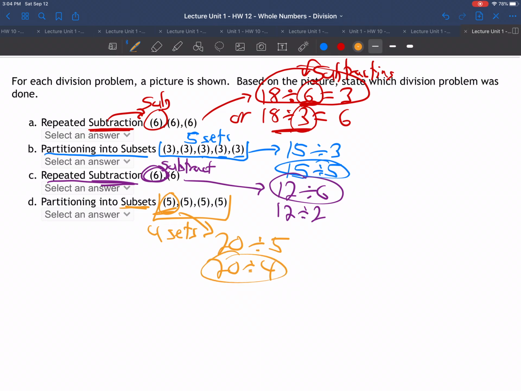Right? So they'll tell you by the words. If they say subsets, then you count how many subsets. That's your division problem. Right? They said subsets here. I counted 5 sets. That's my division problem. But if they say subtraction, grab that first number. That's your division problem. That's what you're subtracting. Subtraction, grab that first number. That's your division problem. There we go.